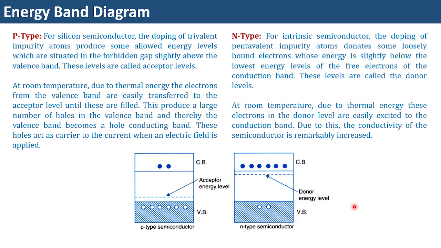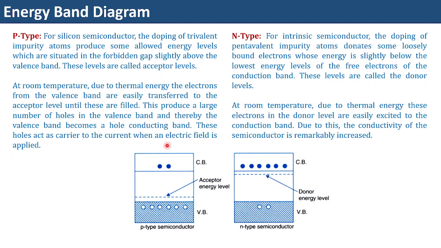Now this is the last slide of today's lecture. Let us also differentiate between p-type and n-type on the basis of energy band diagram. Now let us further understand what happens exactly whenever you add some electrons to the n-type and you add some holes to the p-type. Okay.